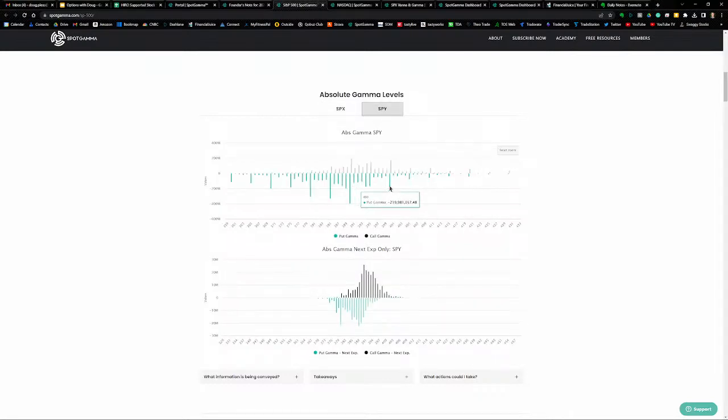So for SPY, 390 is the key gamma strike, the absolute gamma strike. And that was yesterday the put wall as well, and now the put wall has dropped down to 380, again the strike with the largest net negative gamma. And then the call wall is way up here at 430.